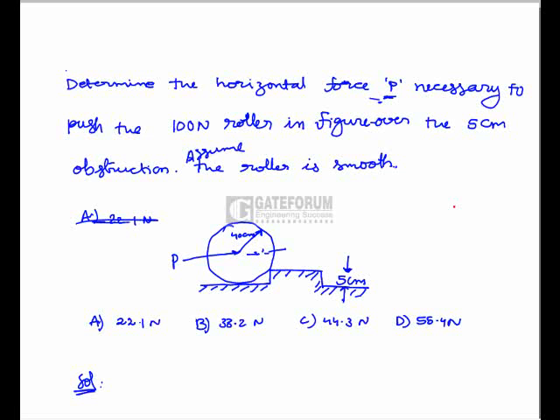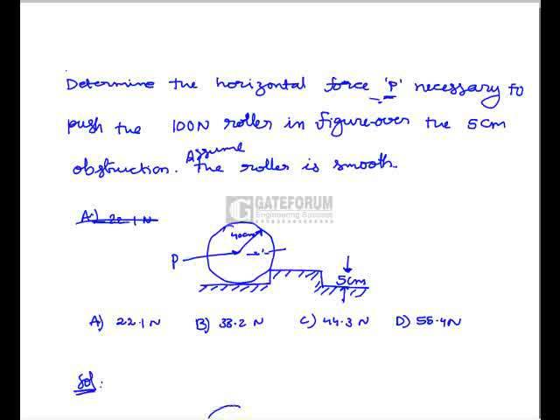Horizontal force P necessary to push the 100 Newton roller in the figure over the 5 cm obstruction. Assume the roller is smooth. So here is the given diagram. Here the roller is pushed by a force of P over an obstruction of 5 cm height. Here the roller's radius is 40 cm, and the given options are 22.1 Newton, 33.2 Newton, 44.3 Newton and 55.4 Newton. So coming to the solution, first consider the free body diagram of the given problem.